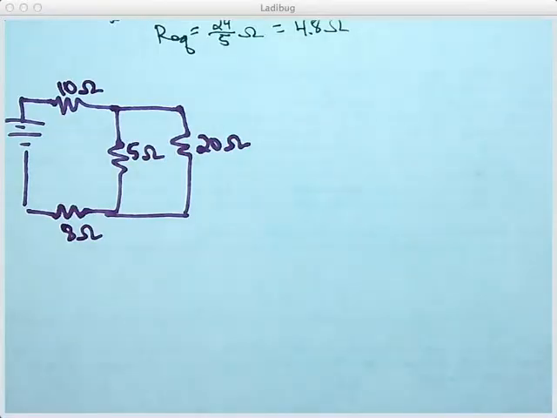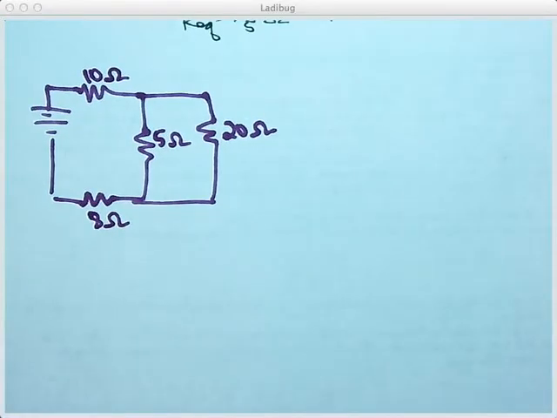Alright guys, our first step is to take a look at that and see if we have any series resistors. What's in a series? Alright, everybody say 10, 5, and 8 in a series? Everybody agree? 10, 5, and 8? Everybody agrees that 10, 5, and 8 are in a series. So what y'all are telling me is that 10, 5, and 8 are in a series.